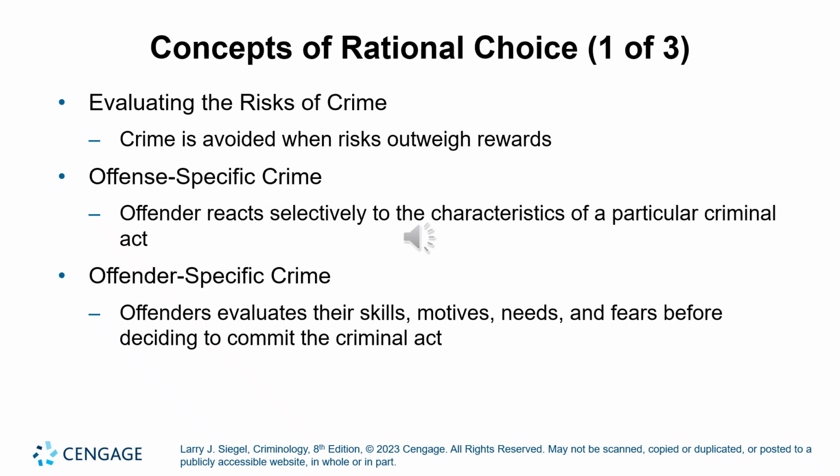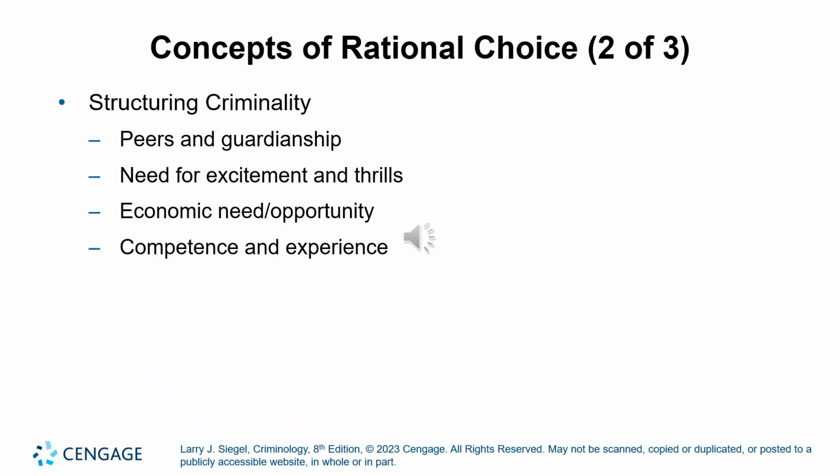And then finally, there's offender-specific crime. This focuses on the individual. Offenders think about their own abilities and limits, like skill, motives, needs, or fears, before deciding whether they can actually carry out a crime. Together, these ideas show that criminal decision-making involves both evaluating the situation and evaluating oneself.